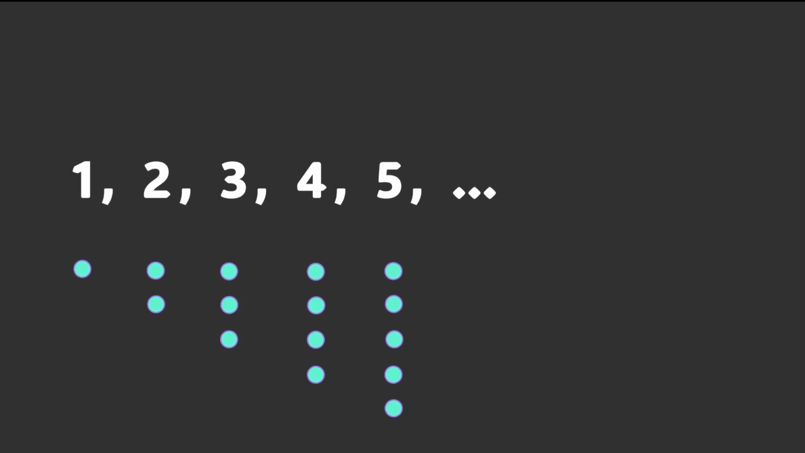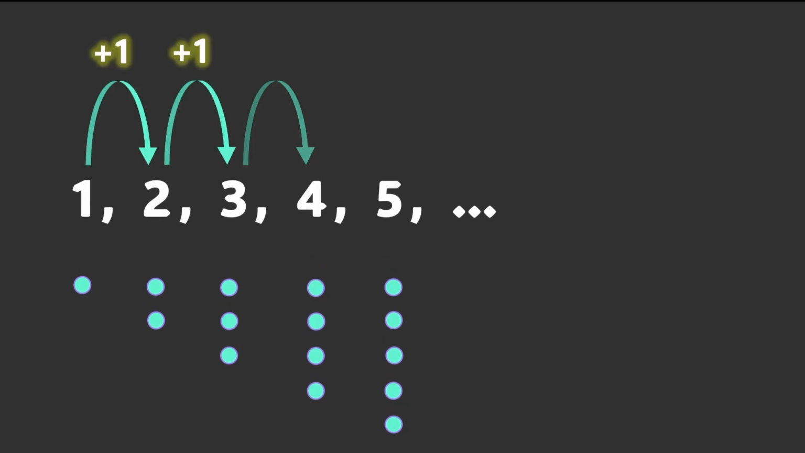Pictorially, we can represent this sequence like this, where each dot represents one unit. So what's happening in this sequence is, for finding the next number, we are simply adding one unit to the existing units as shown here.